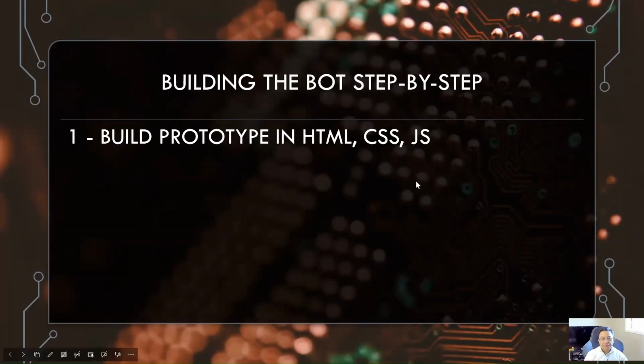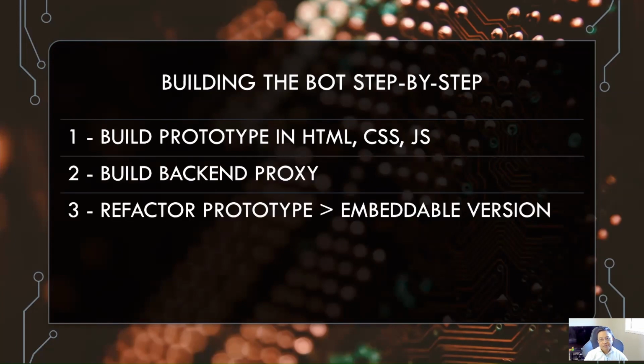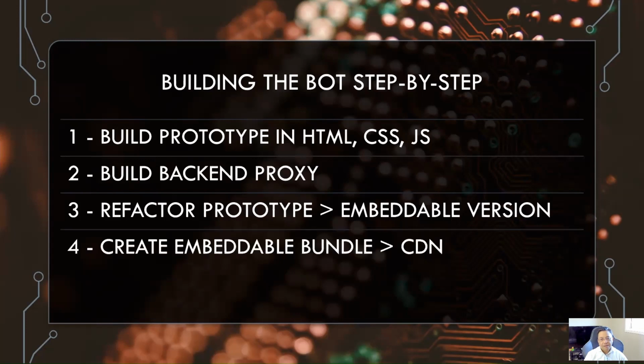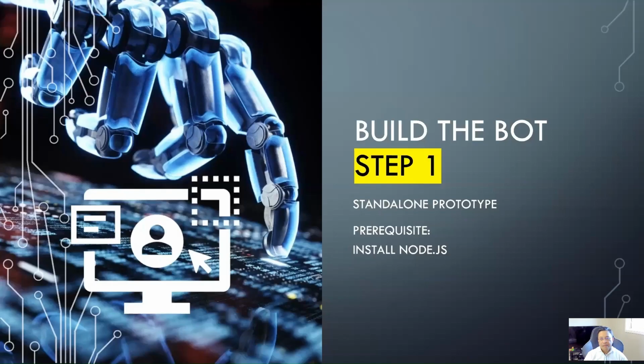Our journey involves 5 different steps. The first one being to build the prototype. Second, we build the backend proxy. Third, we refactor the prototype so that it becomes an embeddable version. Fourth, we create an embeddable bundle using Webpack. And finally, we create the snippet that will allow us to embed it into a website. So let's begin with step 1, build the standalone prototype.